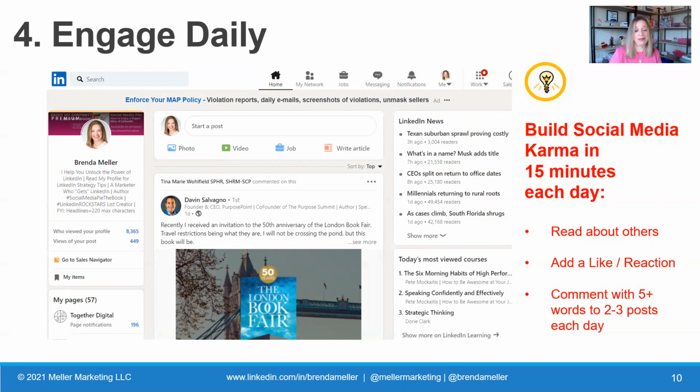And people are going to see, just like Tina Marie Woolfield, we can see that she commented. Some people are going to click on her name to go to her profile where they can learn more about her, right? So this is actually a great technique. In addition to building social media karma, it's going to build visibility for you. Did you know that? So this is a great technique, spending just 15 minutes a day in the homepage feed. Do this every single day.